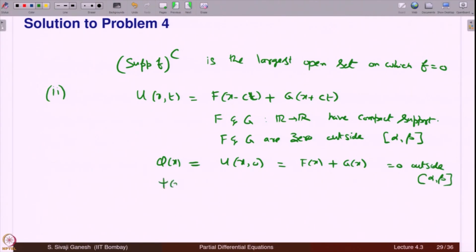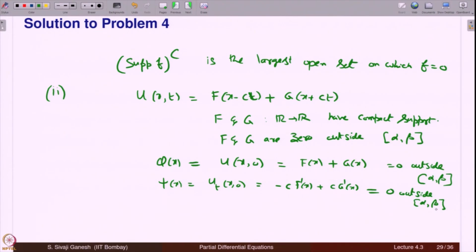Similarly, what is psi of x? That is u_t of x comma 0, that is nothing but minus c f dash of x plus c g dash of x. If f and g are 0 outside the interval (alpha, beta), f dash and g dash are also 0. Therefore, this combination is also 0 outside (alpha, beta). In other words, phi and psi are 0 outside (alpha, beta). So, we are in the situation of part 1 of this problem. Phi and psi are 0 outside this interval. Therefore, of course, the solution is of compact support for every fixed time, that is fine.